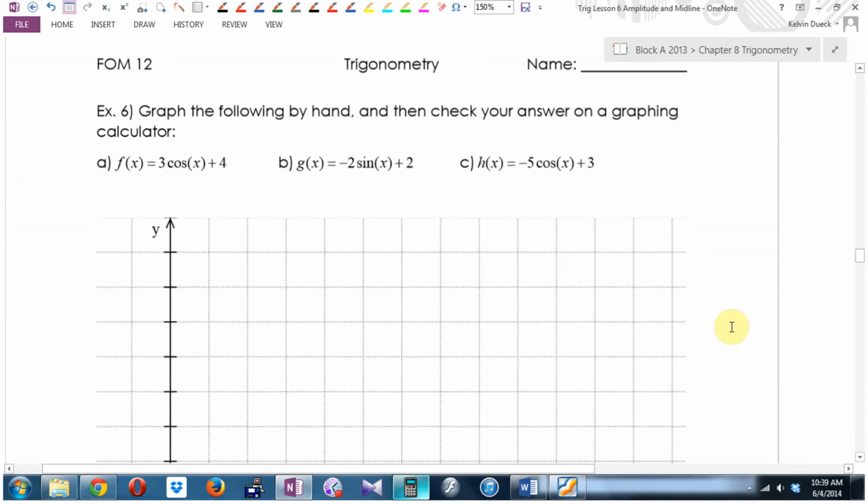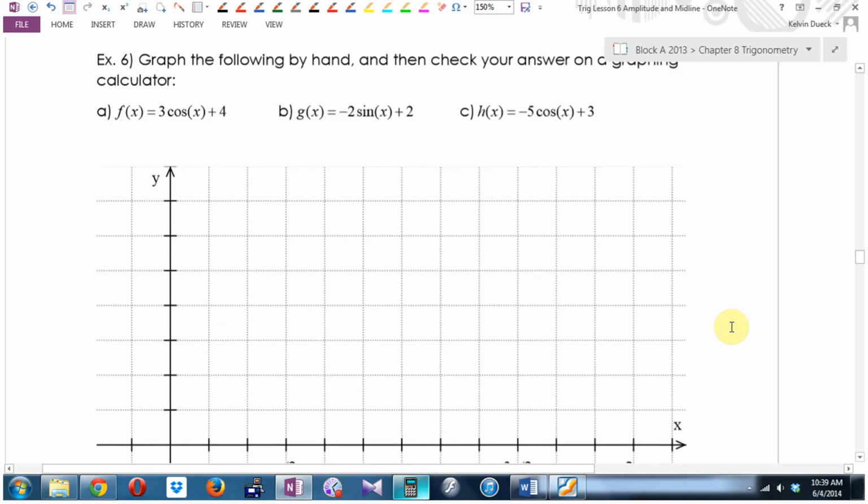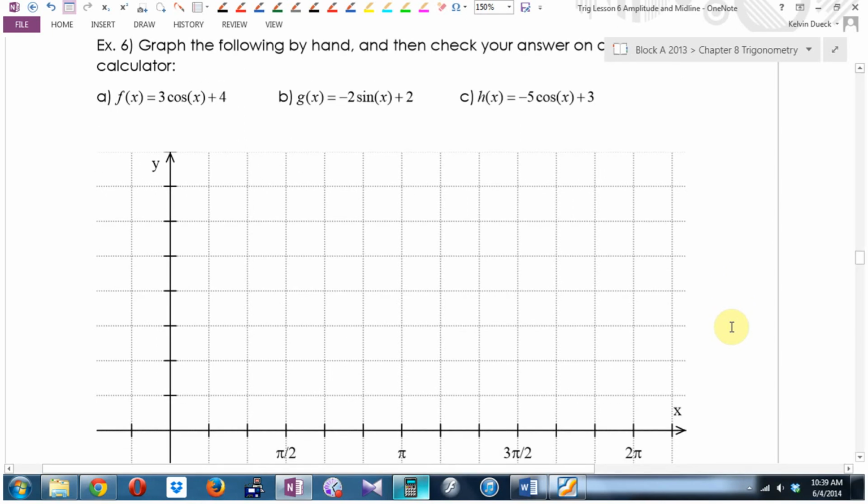It says, graph the following by hand and then check your answer on a graphing calculator. Let's put all this together. You ready? We'll do this by hand, and then we're going to check our answer. We're going to graph one full period, so we're going to graph from 0 to 2 pi. A. Here's how we handle this.